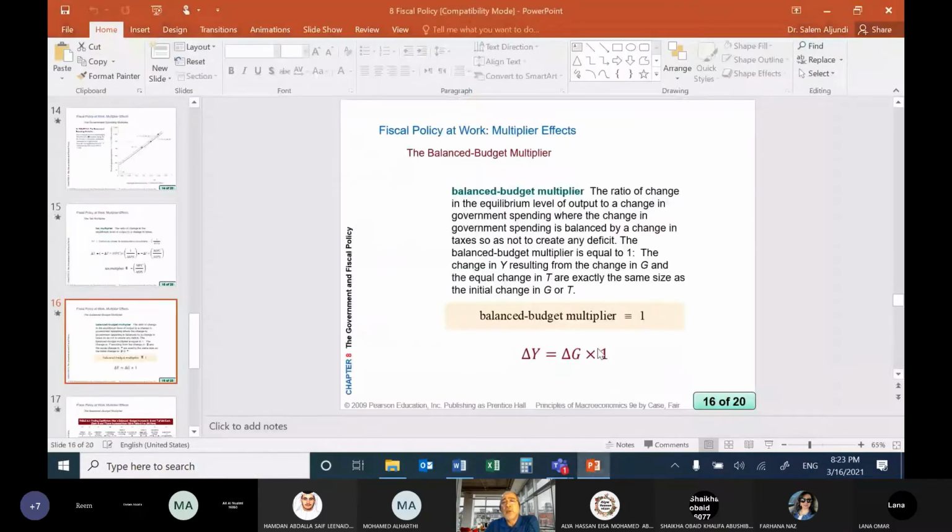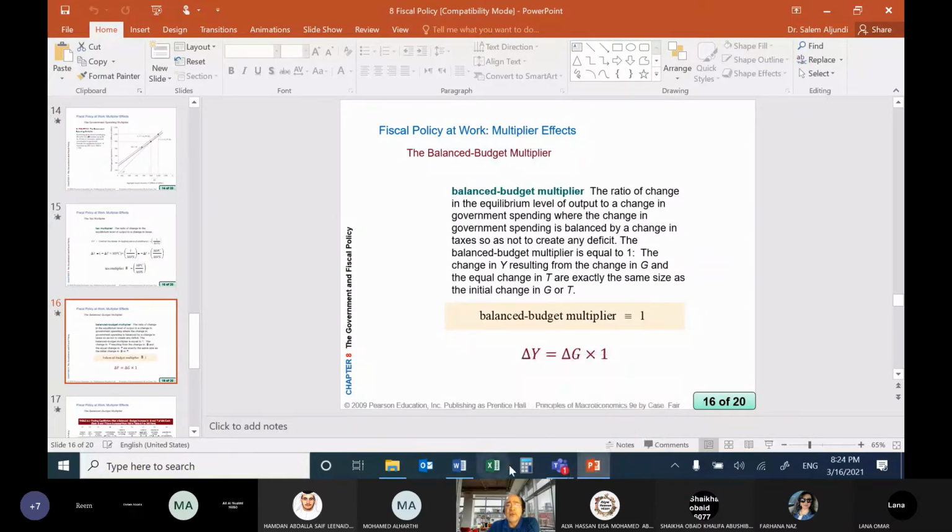For this reason, we say the balanced budget multiplier equals 1. So if there is an increase in government expenditure by 100 and there is an increase in taxes by 100 simultaneously, the change in equilibrium level of output equals the change in one of them, such as the change in government spending, times 1.